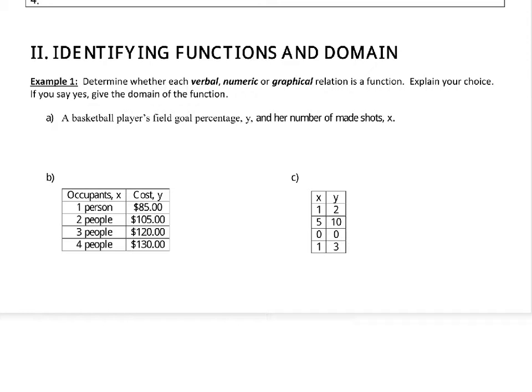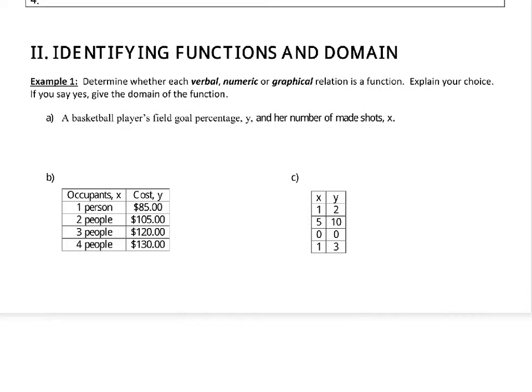We'll try B, and this is a numeric relationship or a table, and we don't have a graph, so we can't use the vertical line test. I suppose you could graph this if you wanted, but we should be able just to look at it and tell. Observe that each x value, 1, 2, 3, or 4 people, all correspond to its own unique y value. So this is an indication that, yes, this is a function.